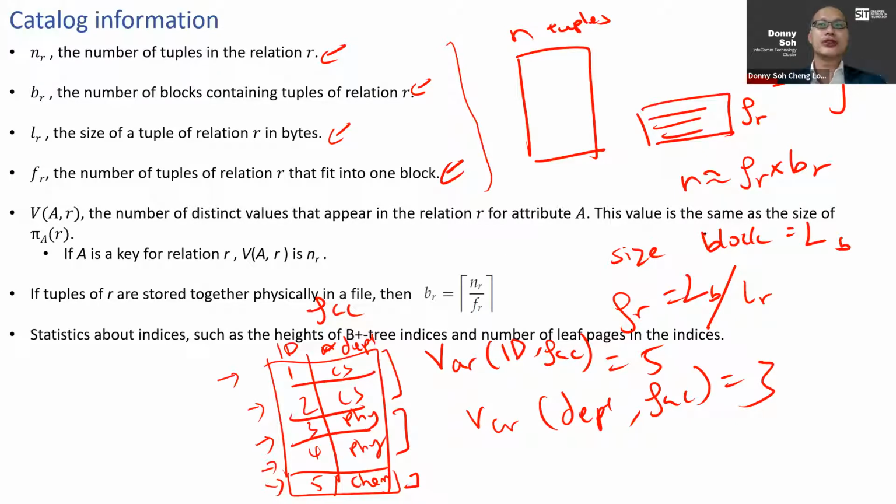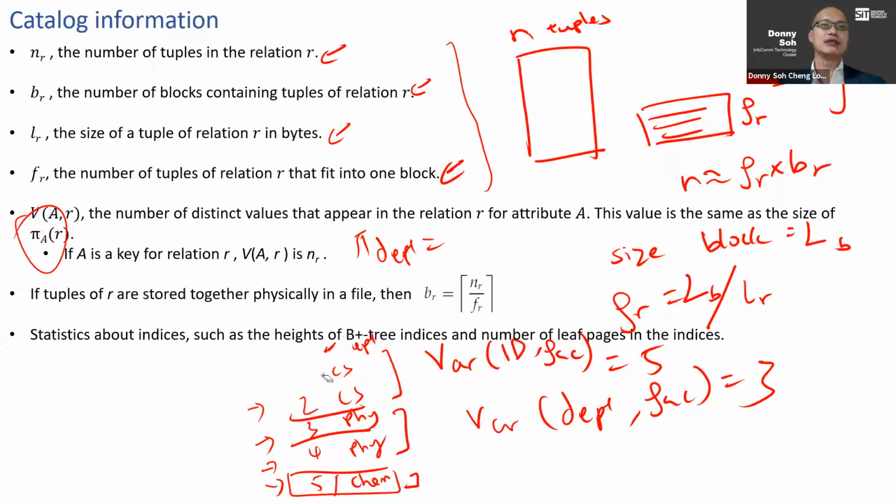And this is the same size as that of a projection, mainly because if I project out department, it's going to give me CS, physics, and chem. Hence, it's the same size. And of course, naturally, the other things will flow as well.